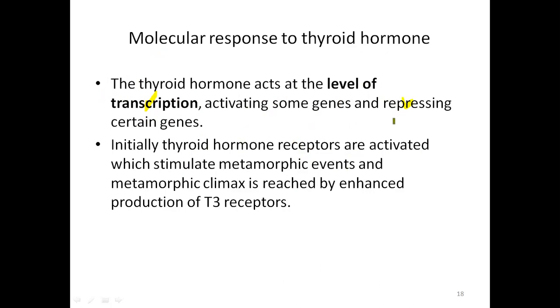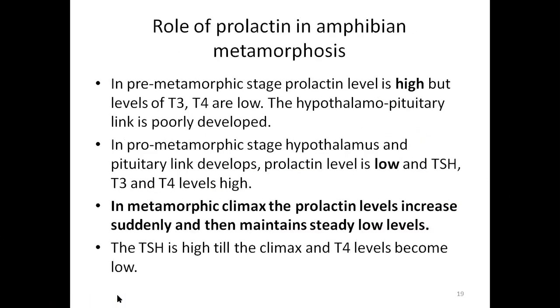Initially, thyroid hormone receptors are activated, which stimulate metamorphic events, and the metamorphic climax is reached once all the metamorphic changes are done and the adult is almost formed. The metamorphic climax is reached by enhanced production of T3 receptors. So there is a gradual increase in the activity of the thyroid hormone to bring about successful metamorphosis.